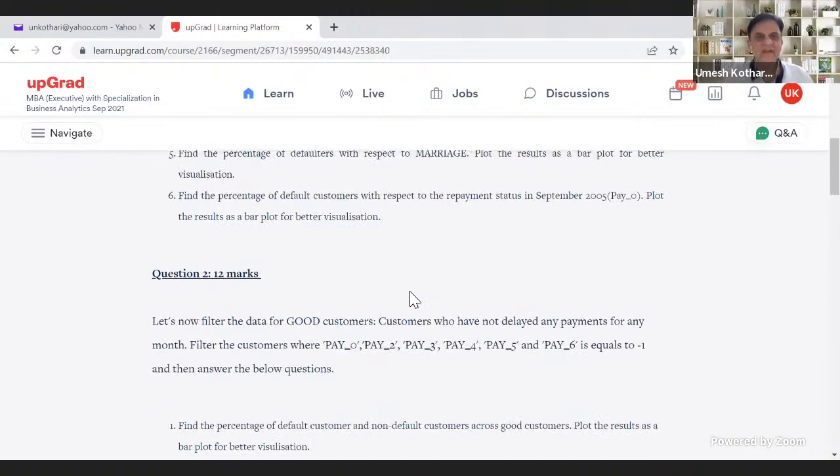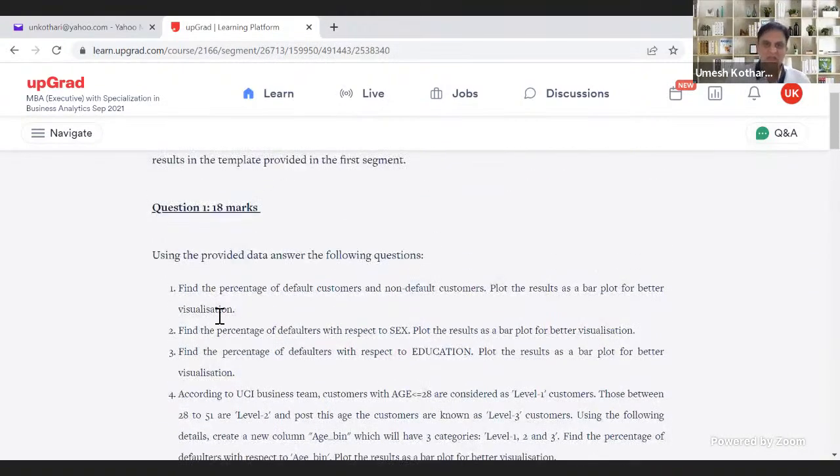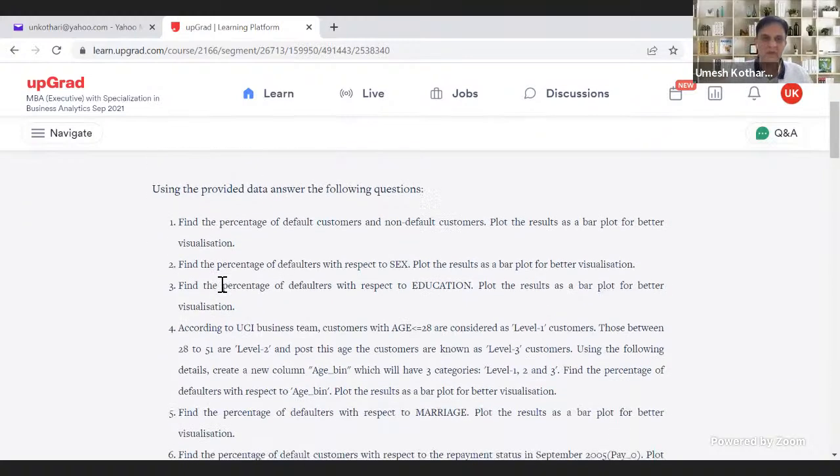So there are, I think, 6 parts to this question. You need to find the percent of default and non-default, discriminatory power of a model, which you should be able to easily do. I don't think that's a big problem. So are they defaulting or non-defaulting? And then you plot this visually on a bar plot. Find the percentage of defaulters with respect to SEX, and you can plot basically gender, male and female, and you'll plot this as well.